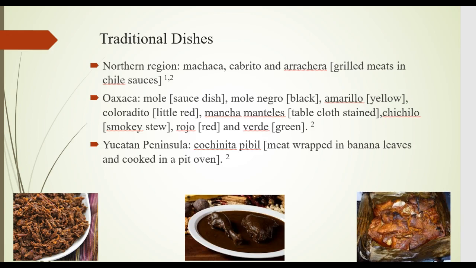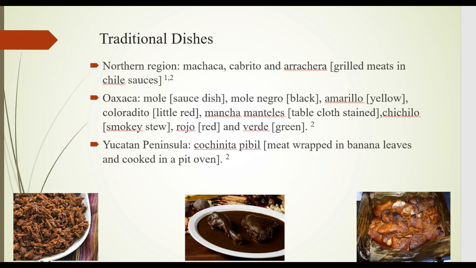One of them is mole negro, which is a black sauce, amarillo, which is yellow, coloradito, which is little red, manchamanteles, which translates to tablecloth stained, chichilo, which translates to a smoky stew, rojo, red, and verde, green. In the middle part of the slide, you'll notice that there is some chicken with a black colored sauce. That's actually the mole negro.